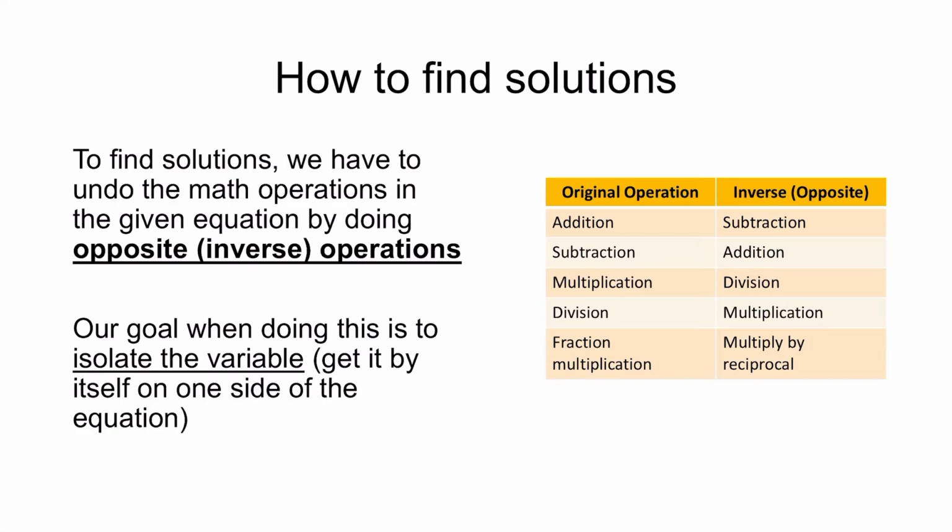So how do we find solutions to algebraic equations? Well, our strategy is that we have to undo all of the math operations that are in the equation originally. We do this by doing what are called opposite operations, or some people will call them inverse operations. For today, we're talking about addition and subtraction. The opposite of addition is subtraction, and the opposite of subtraction is addition. That's how we're going to undo these operations. And our goal is to isolate the variable. We want to get the variable by itself on one side of our equation.